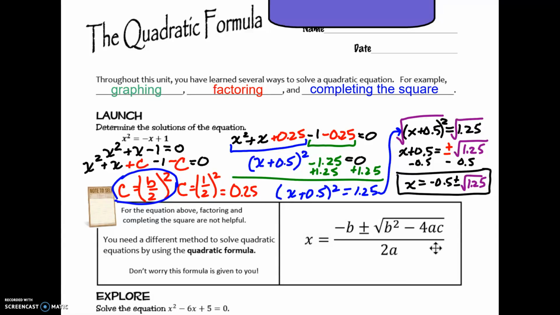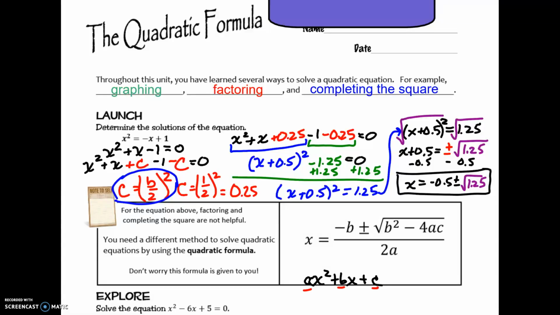I will tell you a way to remember this tomorrow, but for now, remember that when I'm talking about a, b, and c, I'm referring to equations that are in the form of ax squared plus bx plus c, where my numbers a, b, and c are the values in this type of equation. So don't forget that all we have to do to plug into this formula is look at our equation and see what those numbers are.